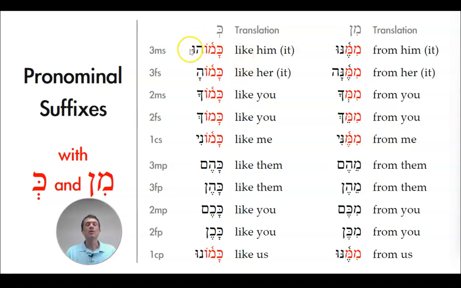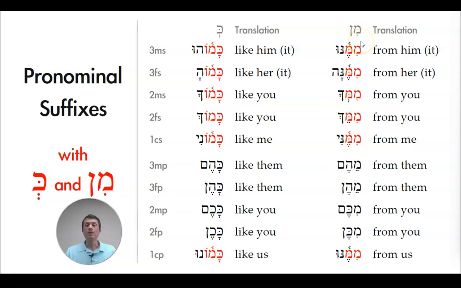So kamohu, this hu is an alternate form of the third masculine singular suffix hu. It looks a lot like the independent pronoun hu. This is just translated like him. Or kamoha is simply like her. You don't translate it any differently than a kaf preposition plus the pronoun.